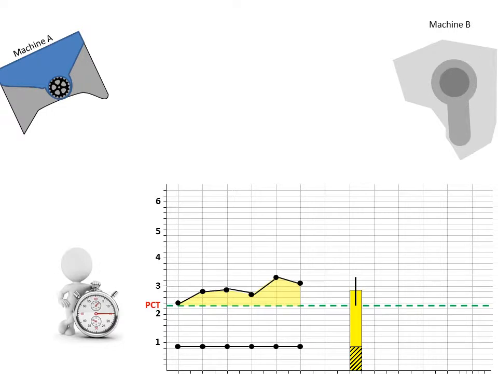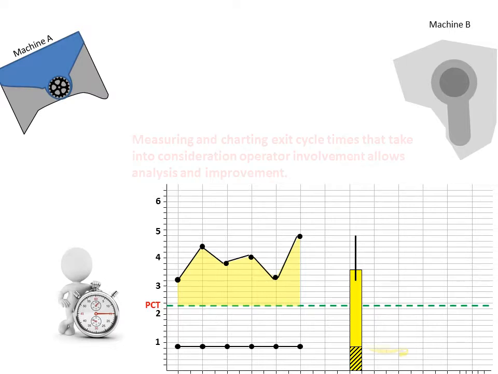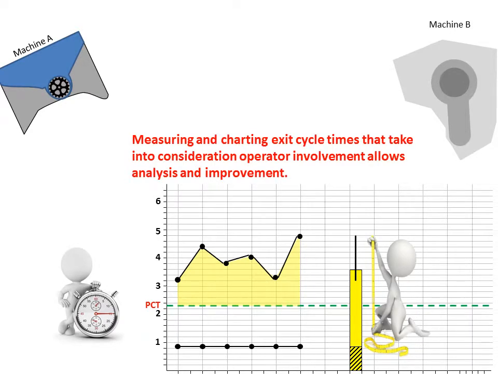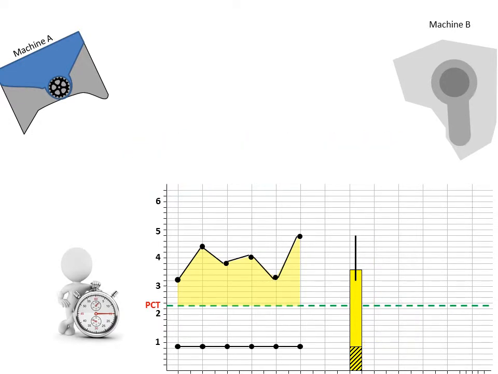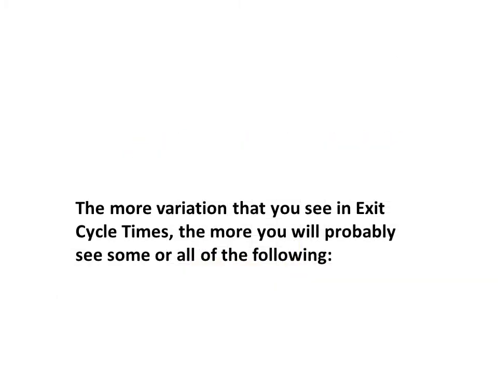As we have learned, operator tasks and movement can add even more significant variation to the process. This increase in variation is reflected in both a taller candle and a longer wick. Measuring and charting exit cycle times, then, takes into consideration operator involvement, and it allows analysis and improvement. The more variation that you see in exit cycle times, the more you will probably see some or all of the following. Machines sitting idle waiting to be tended.